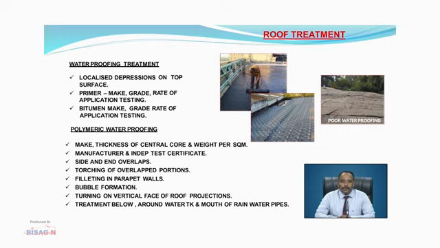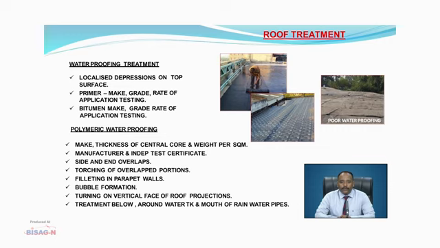Also, when polymeric waterproofing is being used, the thickness of the central core and weight per square meter has to be checked. The manufacturer test certificates and independent test certificates have to be obtained. Also, it has to be ensured that adequate side and end overlaps are provided so that there is no seepage of water from these places. The torching of overlap portions has to be carried out properly.